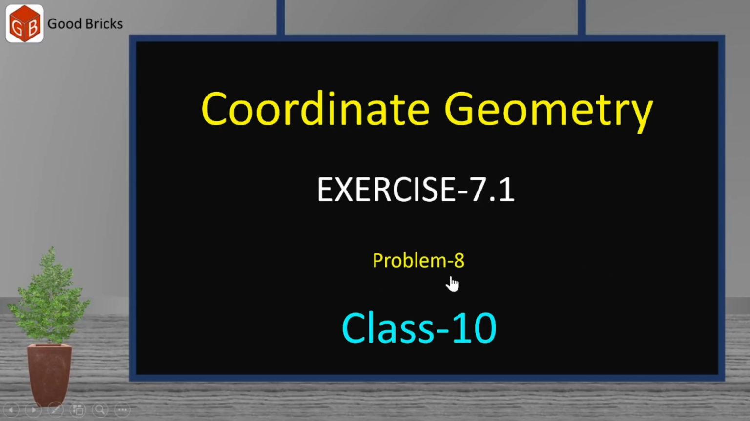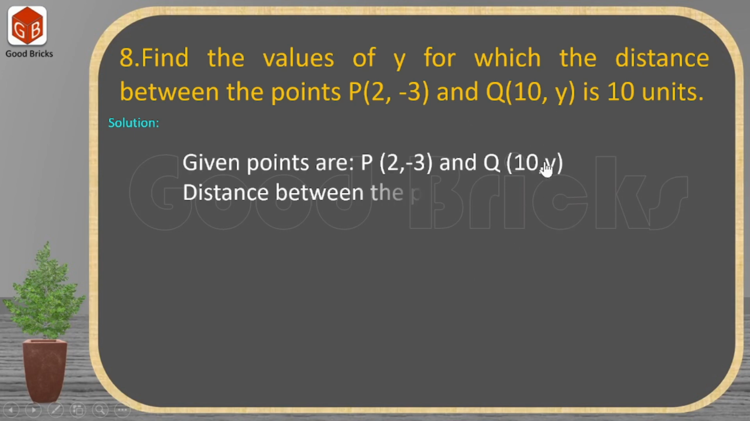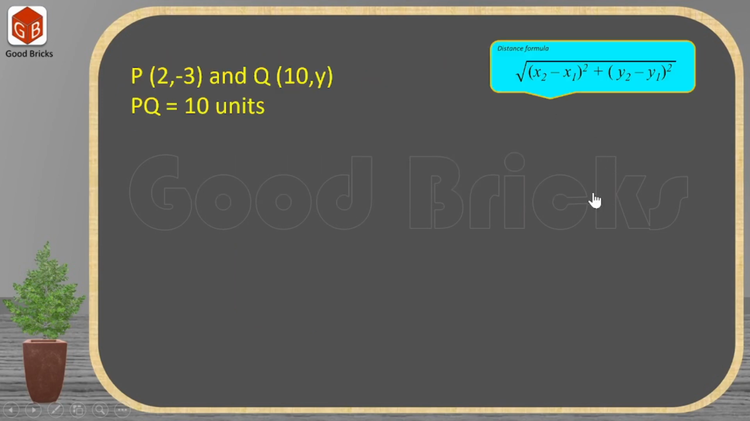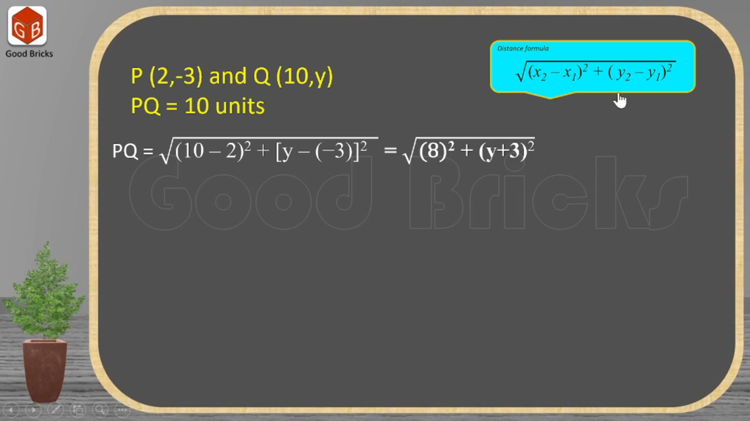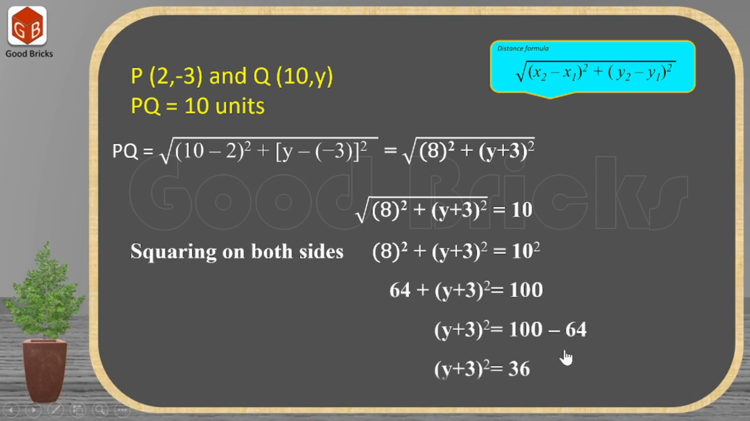Now let us solve problem 8. In this problem they have given 2 points, and the distance between these 2 points they have given as 10 units. Now using this information we have to find the value of y. Since they have given the distance, we are going to find the distance between these 2 points using this formula, and this is equal to 10 units. When you square on both sides, you can write as shown here on the screen. After simplification, we will get y plus 3 whole square is equal to 36.